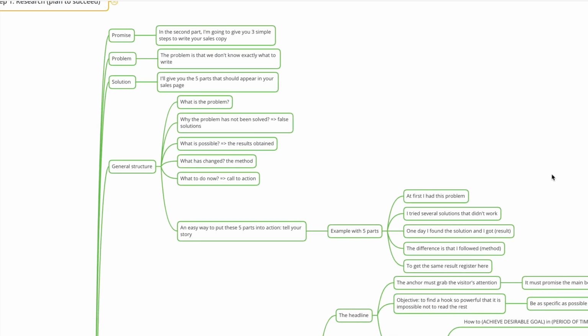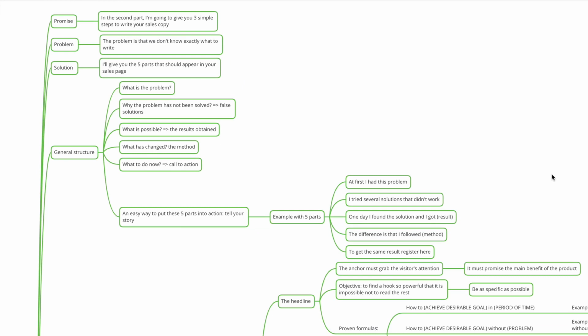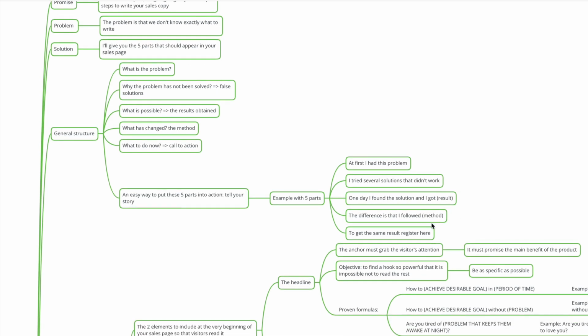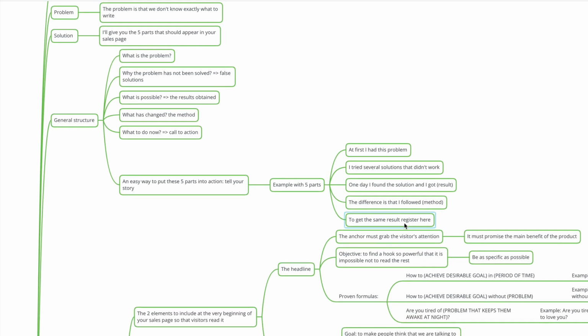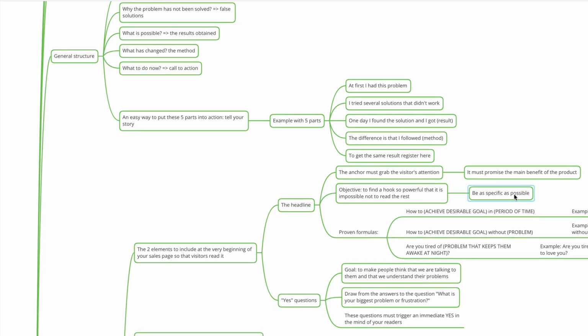So an easy way to put these 5 parts into action is to tell your story. Okay. So for example, at first I had this problem. I tried several solutions that didn't work. One day I found a solution and I got this result. And the difference is that I followed this method. Okay. And to get the same result, take action, register here, click here, whatever your call to action is. Okay. So that's a very simple structure. That's pretty much the structure I use in all my sales pages.